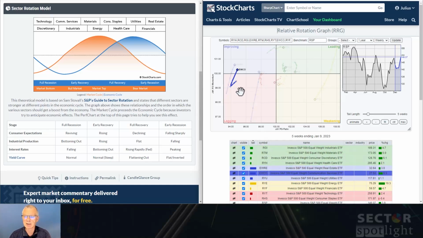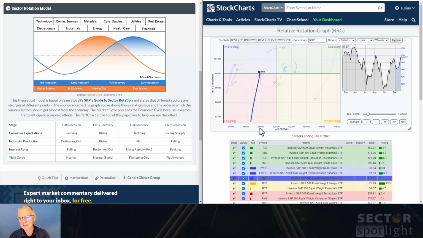The second one here is communication services. As you can see, a nice sharp hook. It was in lagging and it's now pushing into improving. Again, still very far to the left-hand side, so still in a relative downtrend, but there is improvement starting to be visible.